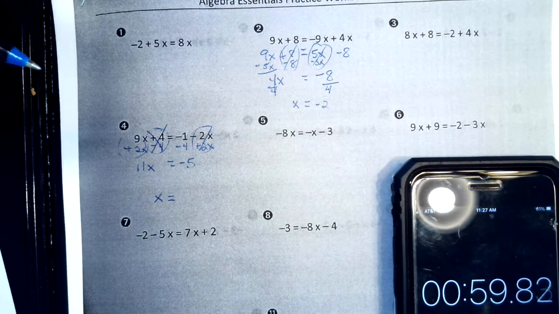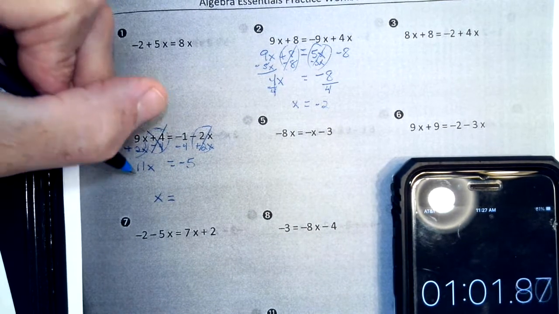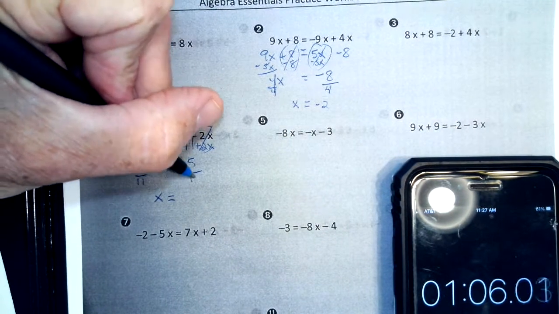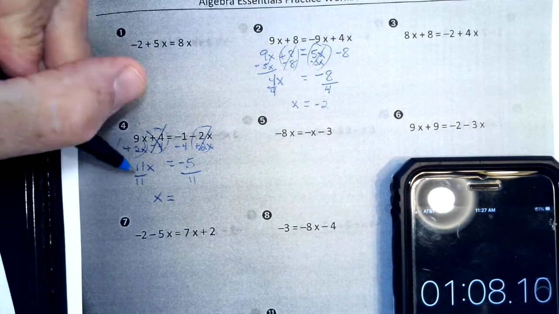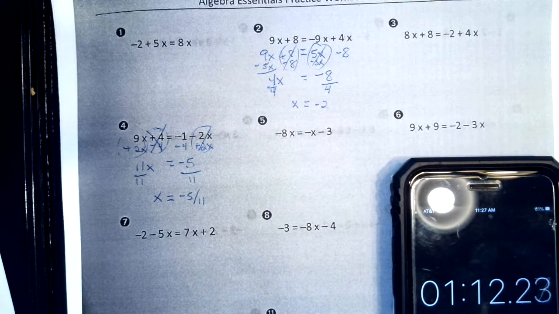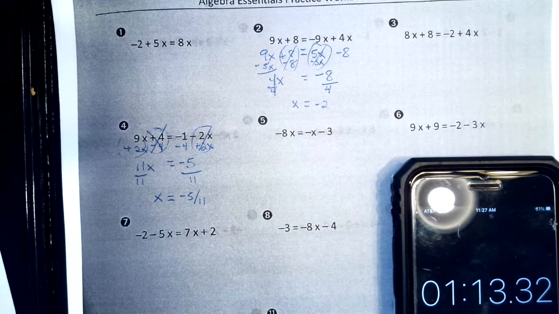I want 1x. To turn that 11 into a 1, I just divide by 11 and divide by 11. And so my answer is going to be 1x equals negative 5/11. The end. Stop. Okay, that was me talking it through really, really slowly, actually.